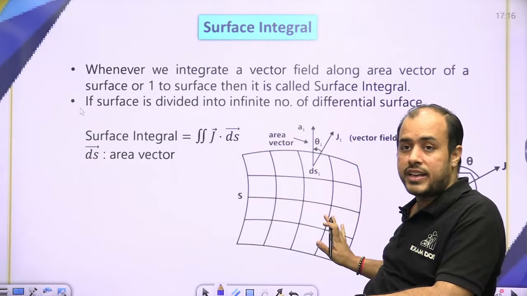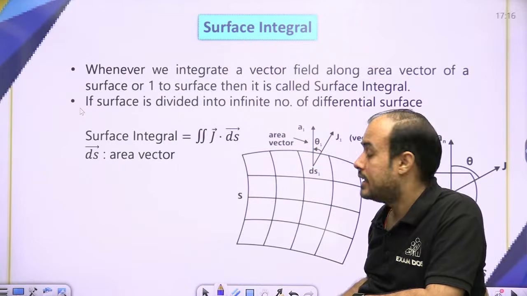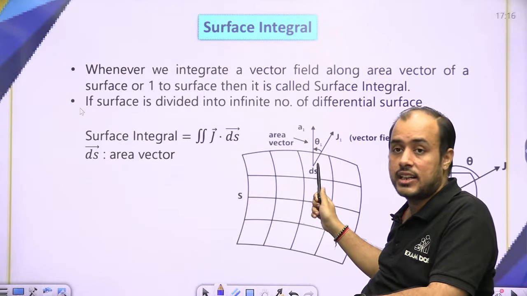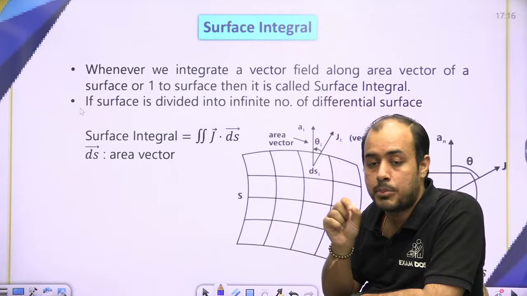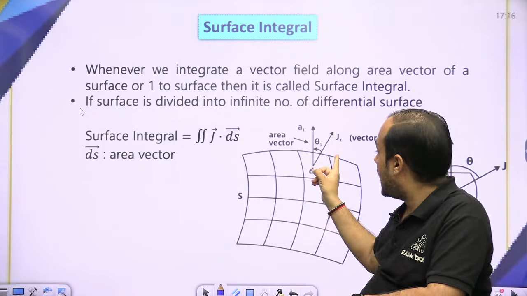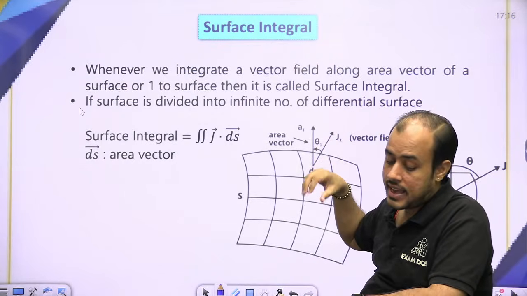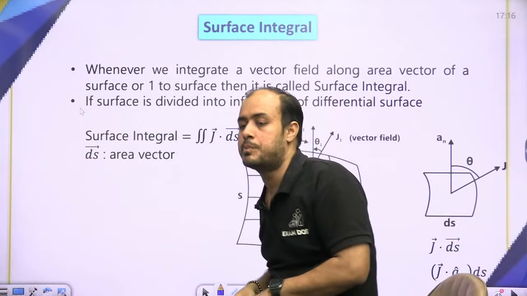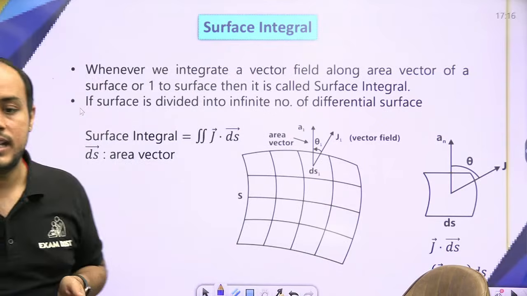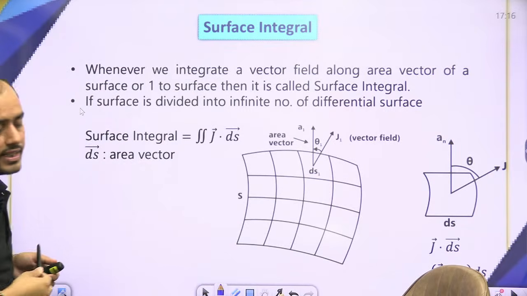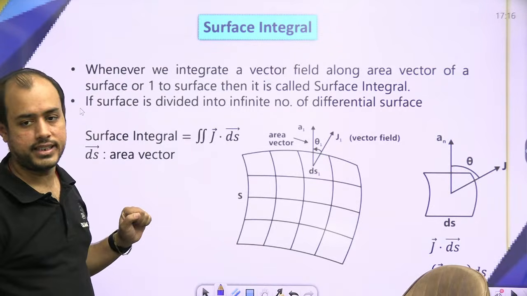We have a surface. We divide the surface into small blocks. Each block has a area vector perpendicular to the surface. So, when you take the component of the vector field along the area vector or along perpendicular to the surface, and you integrate that component. So, now we are integrating the component of the vector field perpendicular to a surface. That integration is called as surface integration.